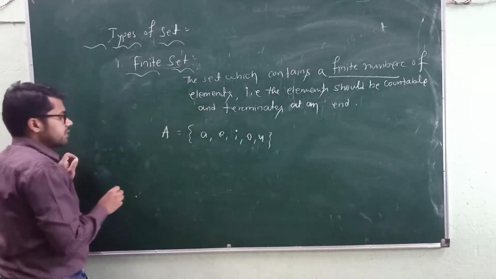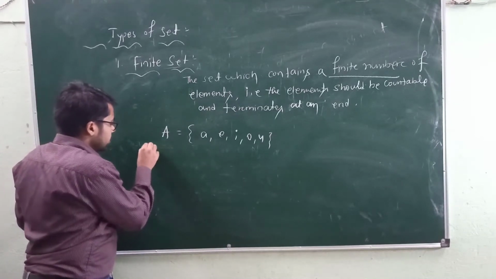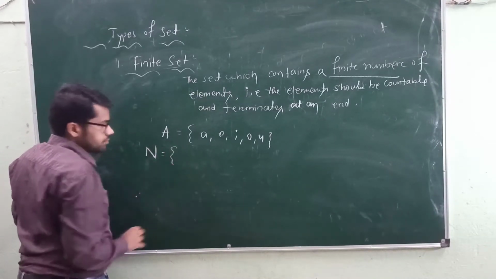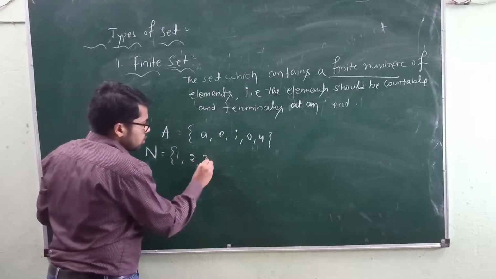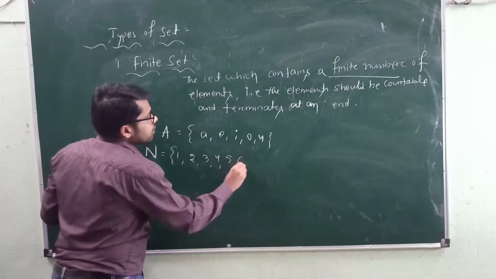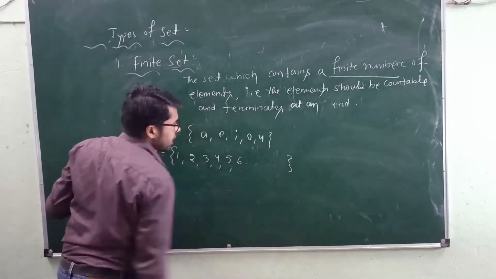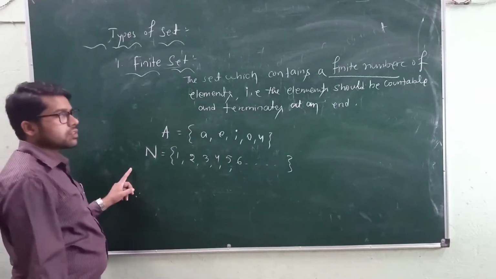Here is another good example. Consider N. What is N? N is the set of natural numbers, that is 1, 2, 3, 4, 5, 6 and so on. So can you say that this set is finite?